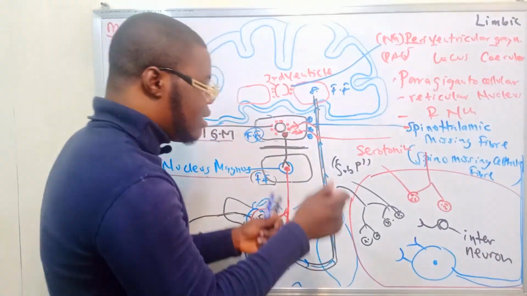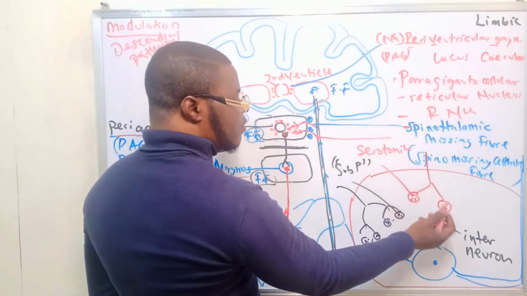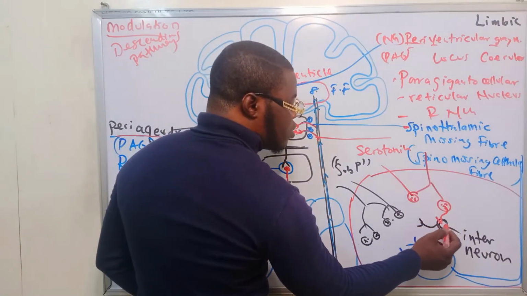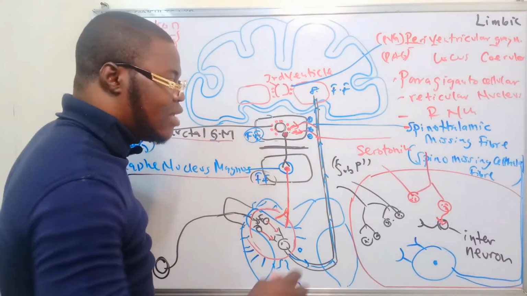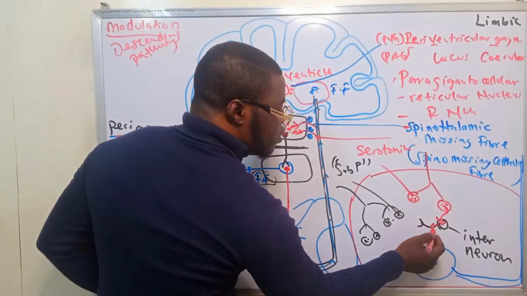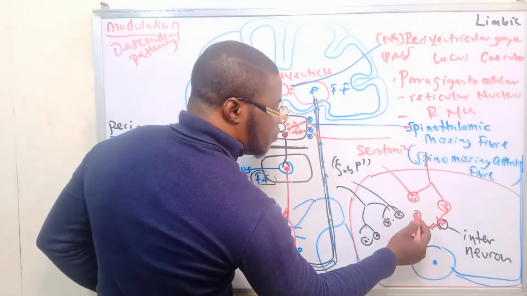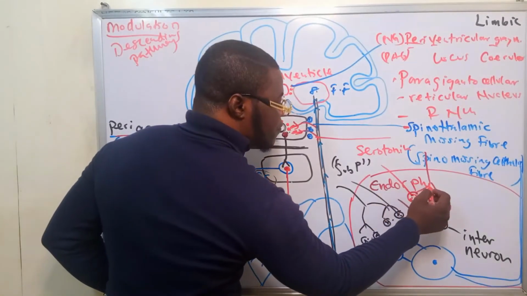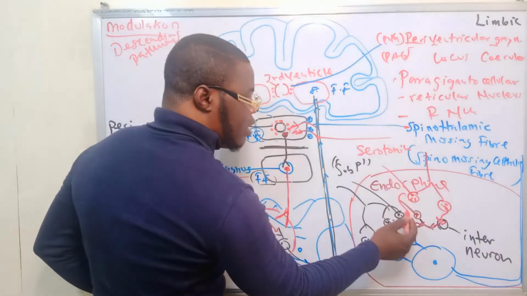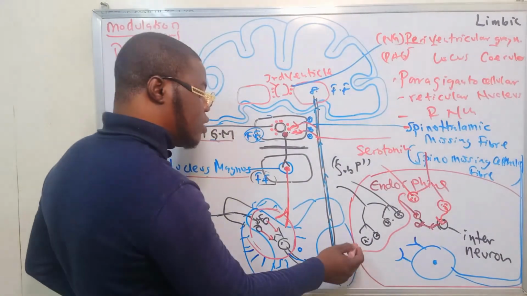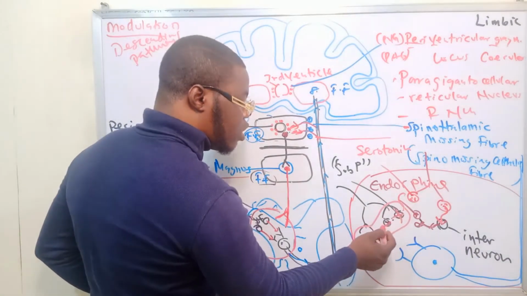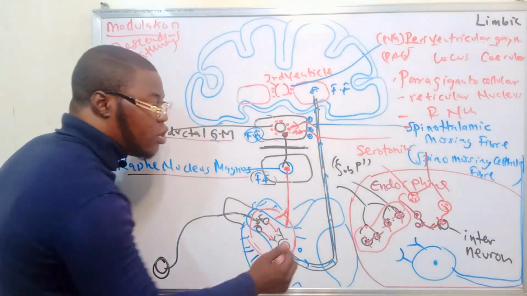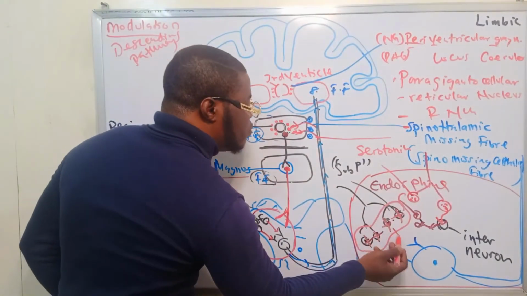Now the point is that the serotonin released by this fiber is going to act on the interneuron. And it will tell this interneuron to start producing another thing as well. This interneuron will produce something called endorphin. And the endorphin will stop the production of substance P. As simple as that.